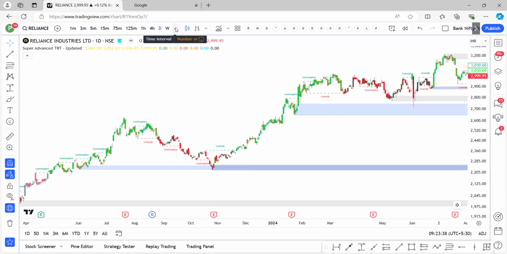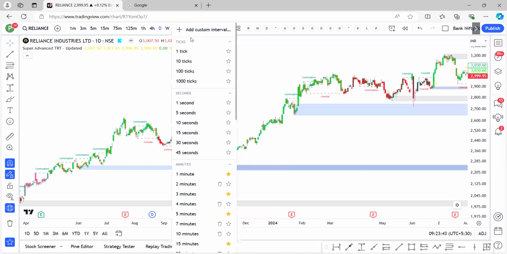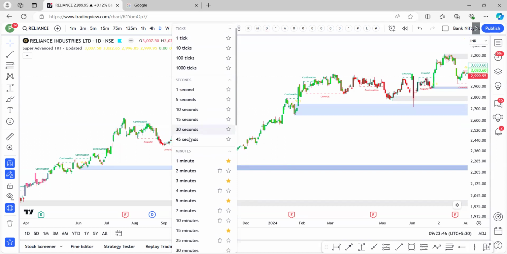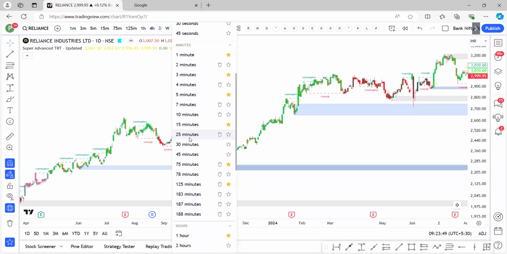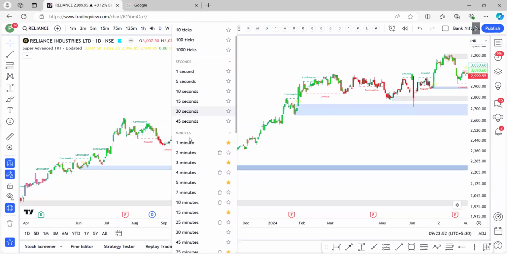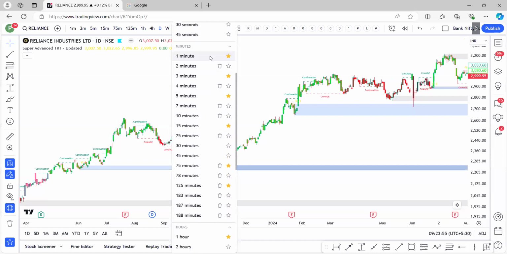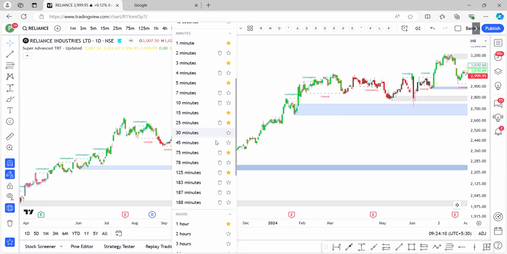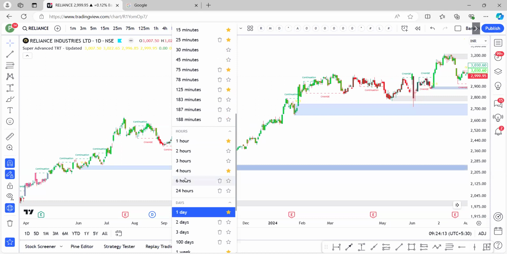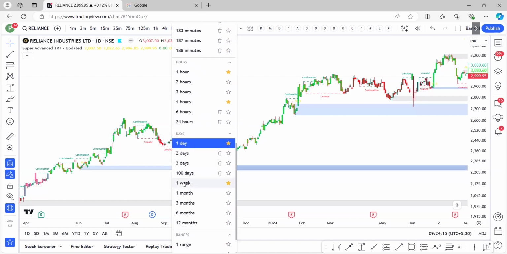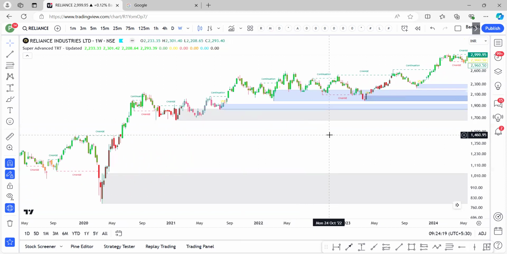Do you see this down arrow after the time interval? You can click on that, and you will see these options. You can select any option. If you see, there is a star mark. I have star marked 1, 3, 5, 15. If I add 25, it appears here. If I unselect this, it disappears. So we can add this here, and then see, there is a weekly chart. If I click on 1 week, this chart will get converted to a weekly chart.